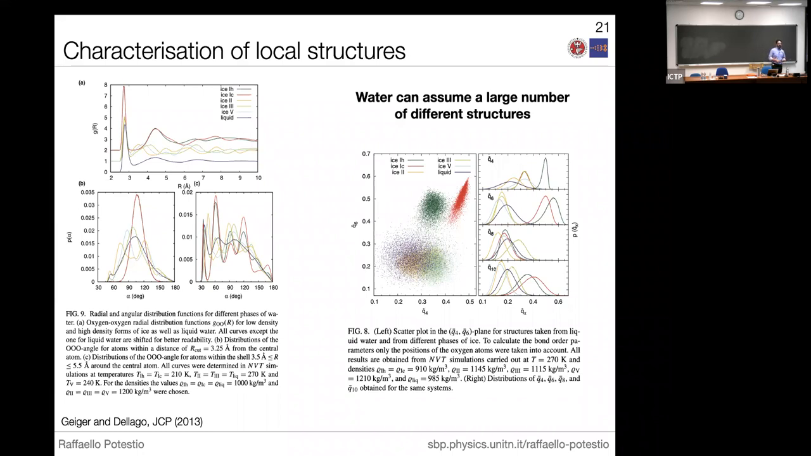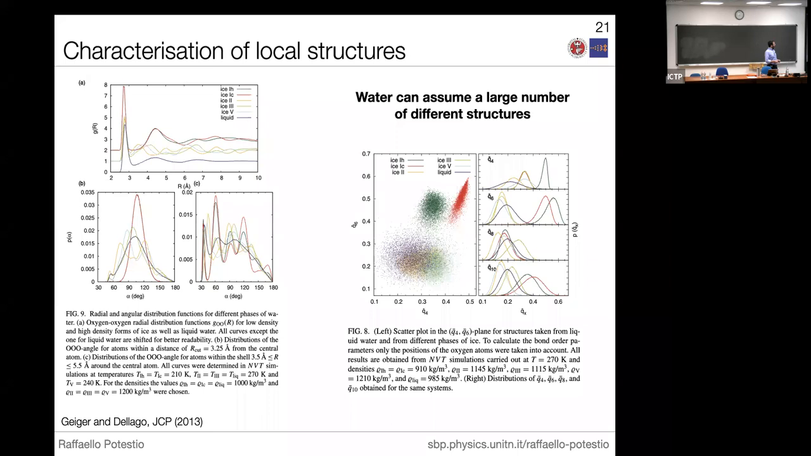Typically, people think that water is either a gas, a liquid, or a solid, that is ice. But ice is a horribly complicated thing. There are several phases of ice. And it might be very important to discriminate between the different phases of ice, not to mention the different forms of the liquid phase that can be tricky as well.